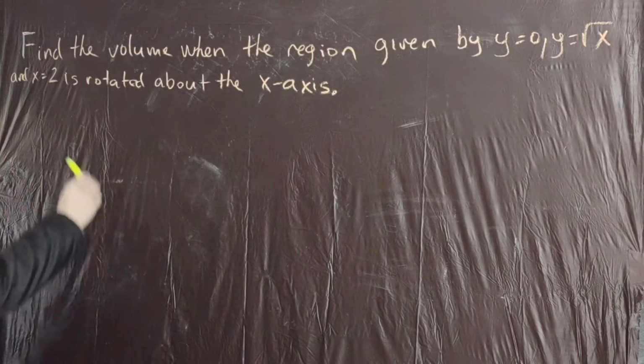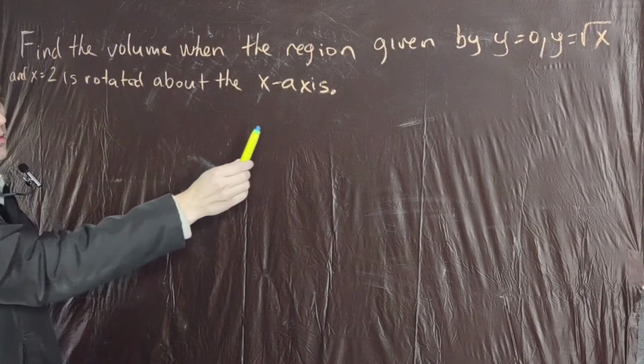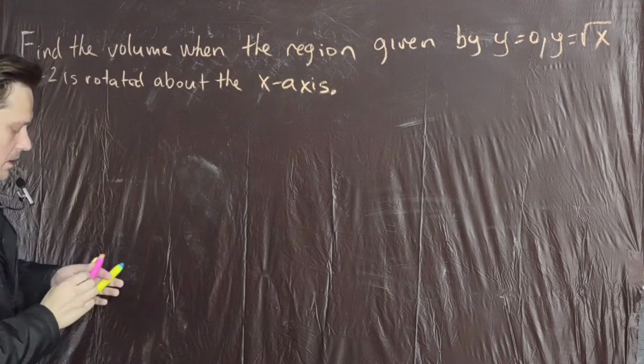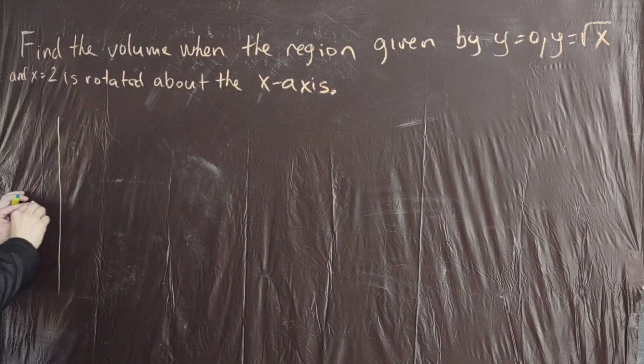Hi friends, so this says find the volume when the region given by y equals 0, y equals the root of x, and x equals 2 is rotated about the x-axis. Let's begin with the sketch. So sketch up a picture here quickly.